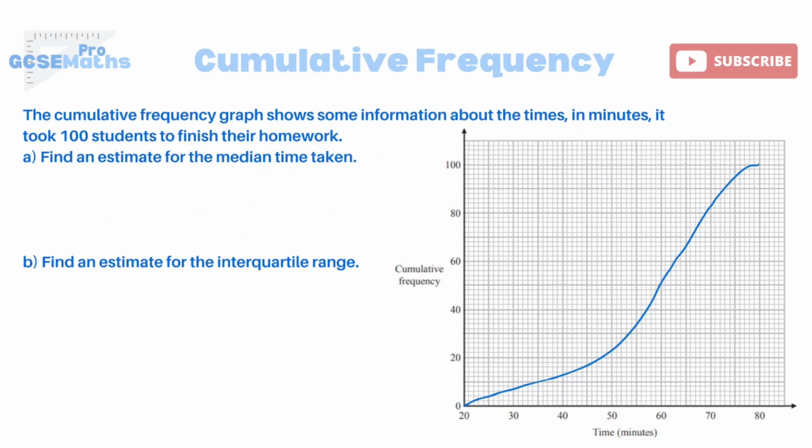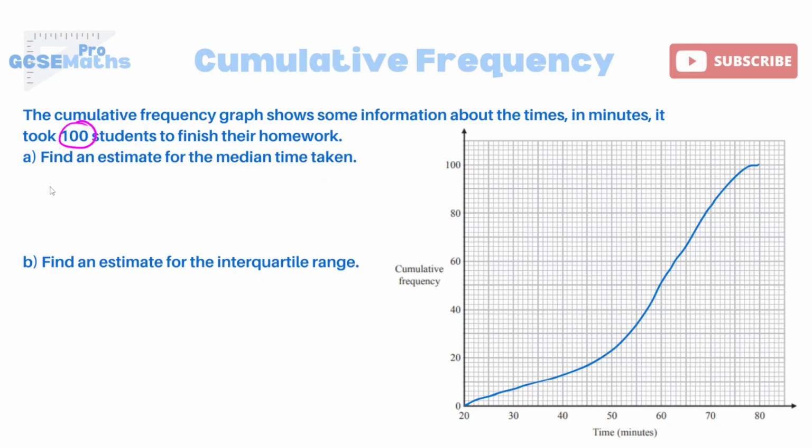Okay, so here we've got the cumulative frequency graph shows some information about the times in minutes it took 100 students to finish their homework. Part A, we want to find an estimate for the median time taken. So just repeating what we did before. This time we've got 100 students.